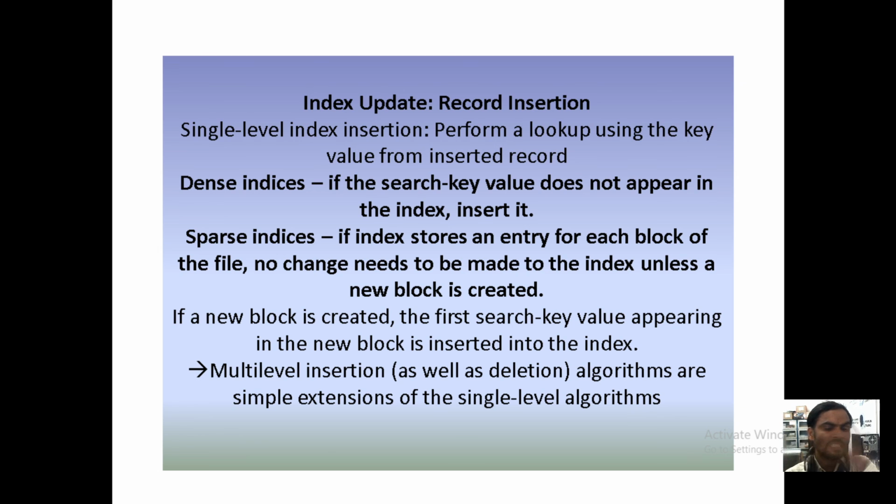Coming to the sparse index, for each block of the file an index entry will be stored. No changes are made to the index unless a new block is created; only then does the sparse index change. If a new block is created, the first search key value appearing in the new block is inserted into the index. The multi-level insertion algorithm is a simple extension of the single level algorithm.